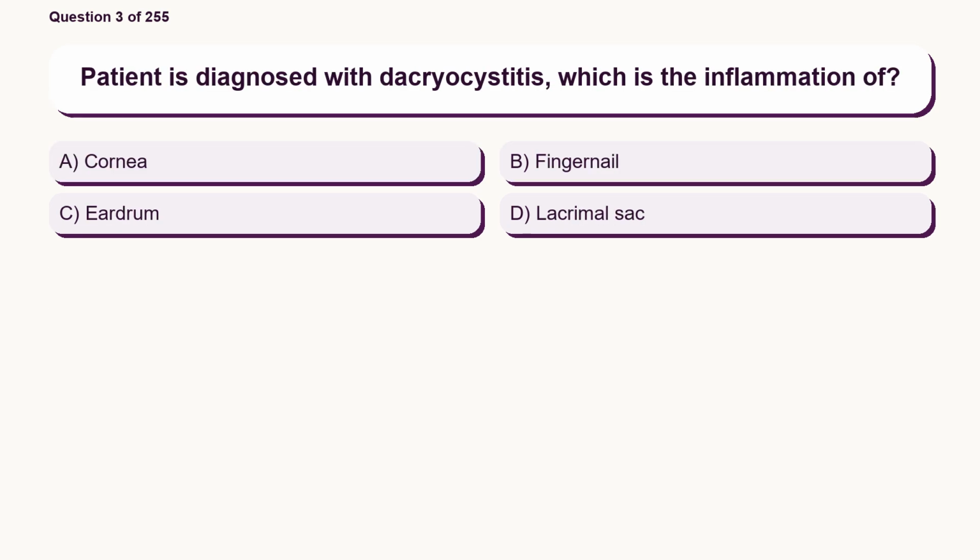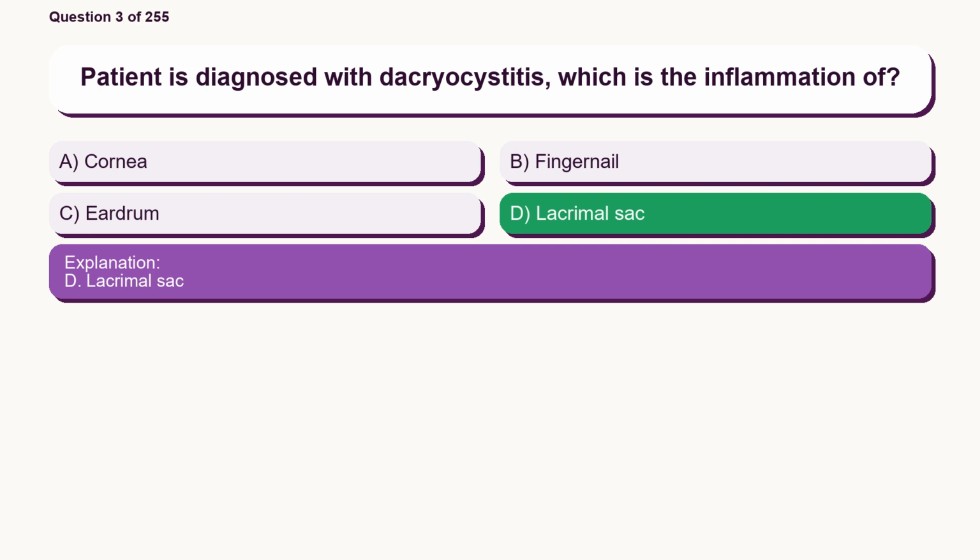Question 3. Patient is diagnosed with dacryocystitis, which is the inflammation of? Option A, cornea. Option B, fingernail. Option C, eardrum. Option D, lacrimal sac. The correct answer is option D, lacrimal sac.